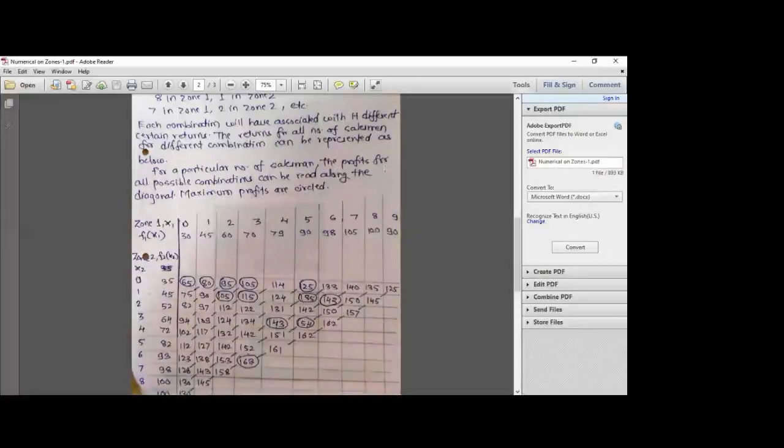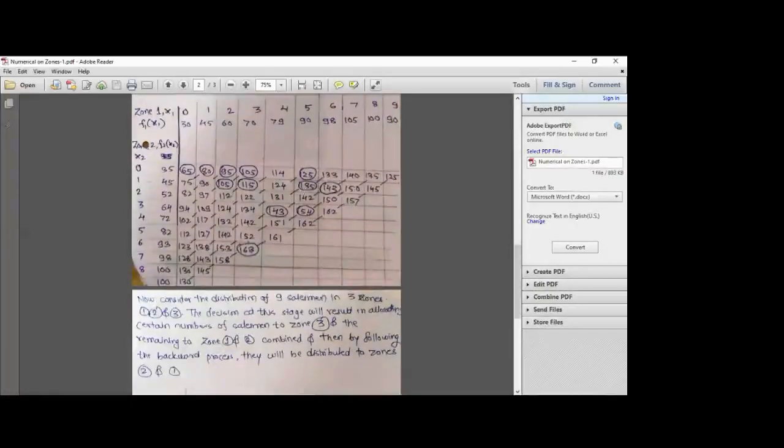For a particular number of salesmen, the profit for all possible combinations can be read along this. Let's not deal with this particular line as of now, let's concentrate on this table. Here we have zone 1, and here I have written x1, the number of salesmen. I can go with 0, I can put 1 salesman, 2 salesmen, 3, 4, and likewise I can put 9 salesmen in this zone as well, right?